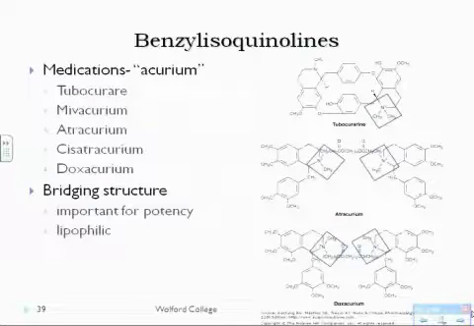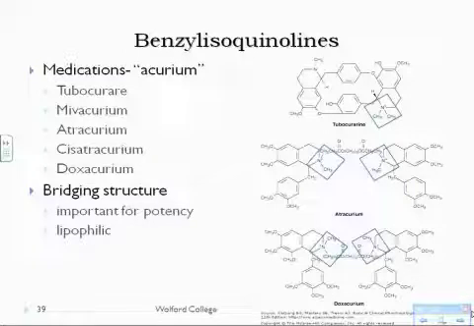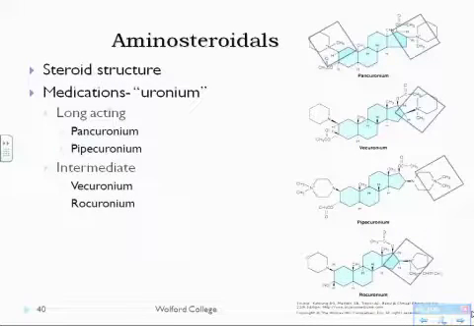The benzylisoquinoliniums you can see here. There's mono and bi-quaternary compounds. Atracurium and doxacurium are bi-quaternary compounds. All the benzylisoquinoliniums have curium in the name. The bridging structure is important for the potency, and they are a little bit lipophilic. The aminosteroidals have a steroid structure in the main structure of it. They all have curonium as part of their name. They can be long-acting like Pavulon, pancuronium, or pipecuronium, or intermediate-acting like vecuronium or rocuronium.